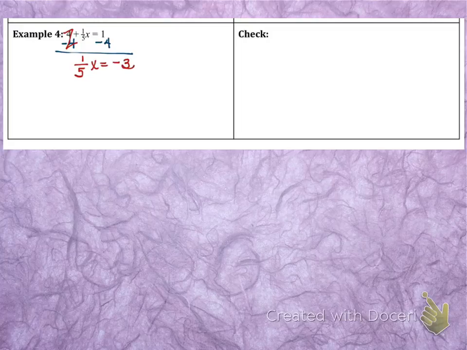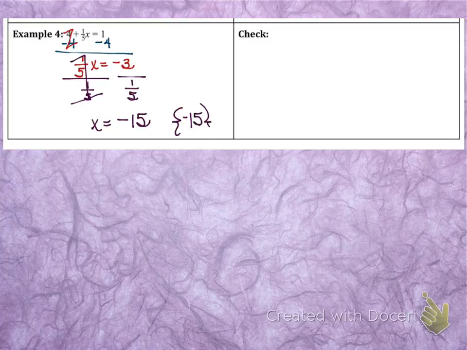Now I need to get rid of times 1/5, and we want to do the inverse operation, which is division. So I'm going to divide both sides by 1/5. The 1/5 divided by itself gives us 1, and x drops down. Negative 3 divided by 1/5 is the same as negative 3 times 5 if you do keep, change, flip, which gives me negative 15. We'll put that in set braces and we'll do a check.